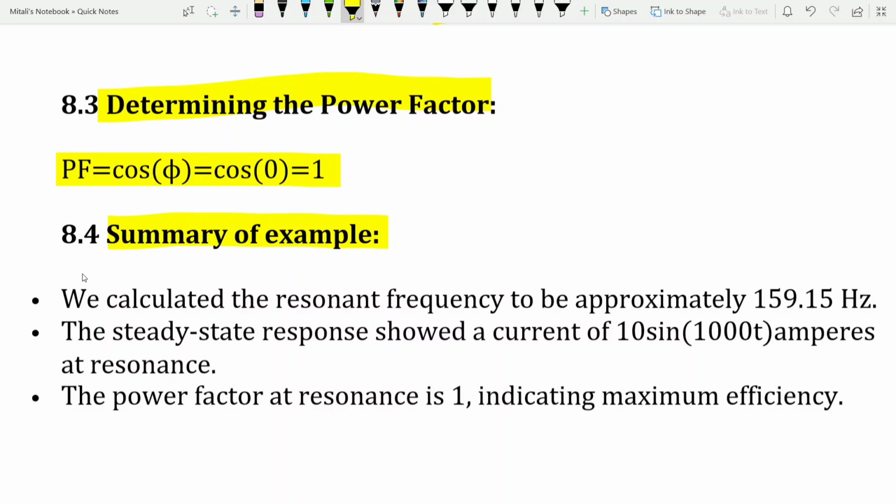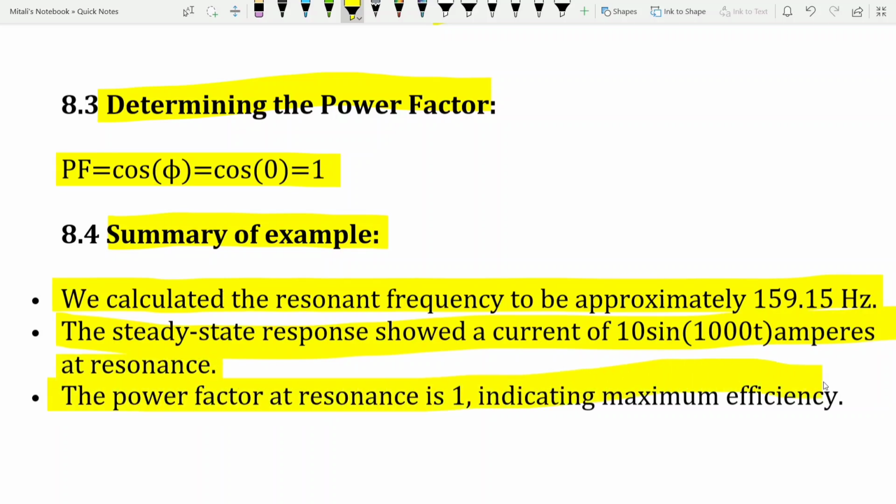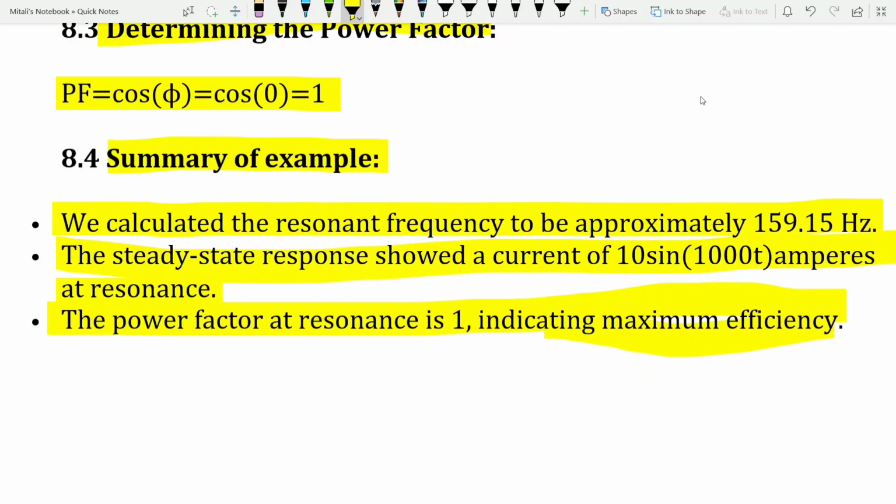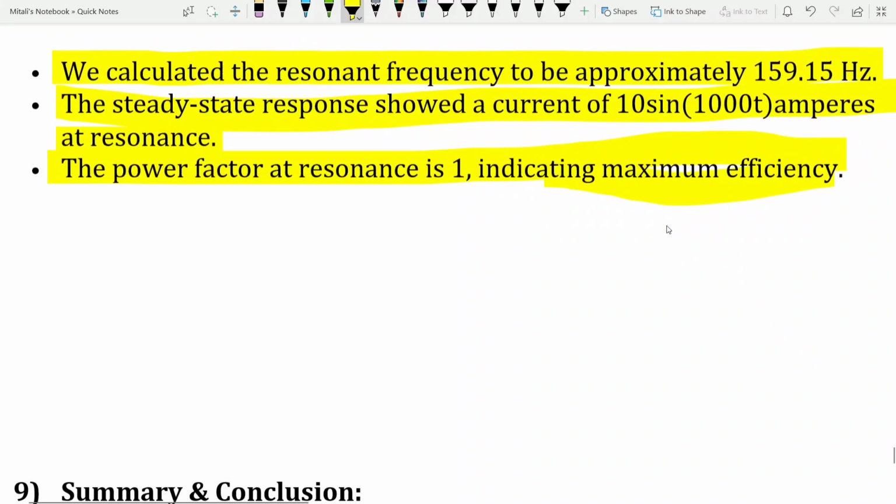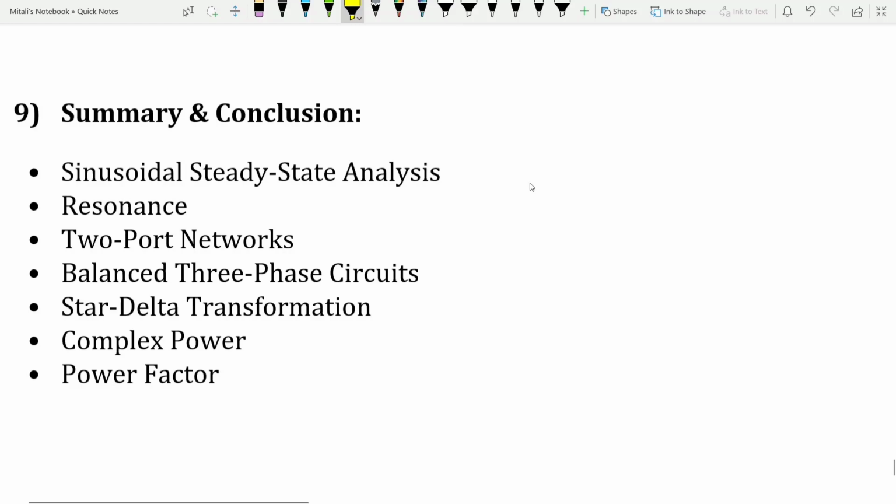To summarize, we calculated the resonant frequency to be approximately 159.15 Hz. The steady state response showed a current of 10 sin 1000 t amperes at resonance. The power factor at resonance is 1, indicating maximum efficiency. I hope this practical example has helped you understand the concepts of resonant frequency, steady state response and the power factor in a series RLC circuit. By applying these concepts, you can solve complex AC circuit problems efficiently.